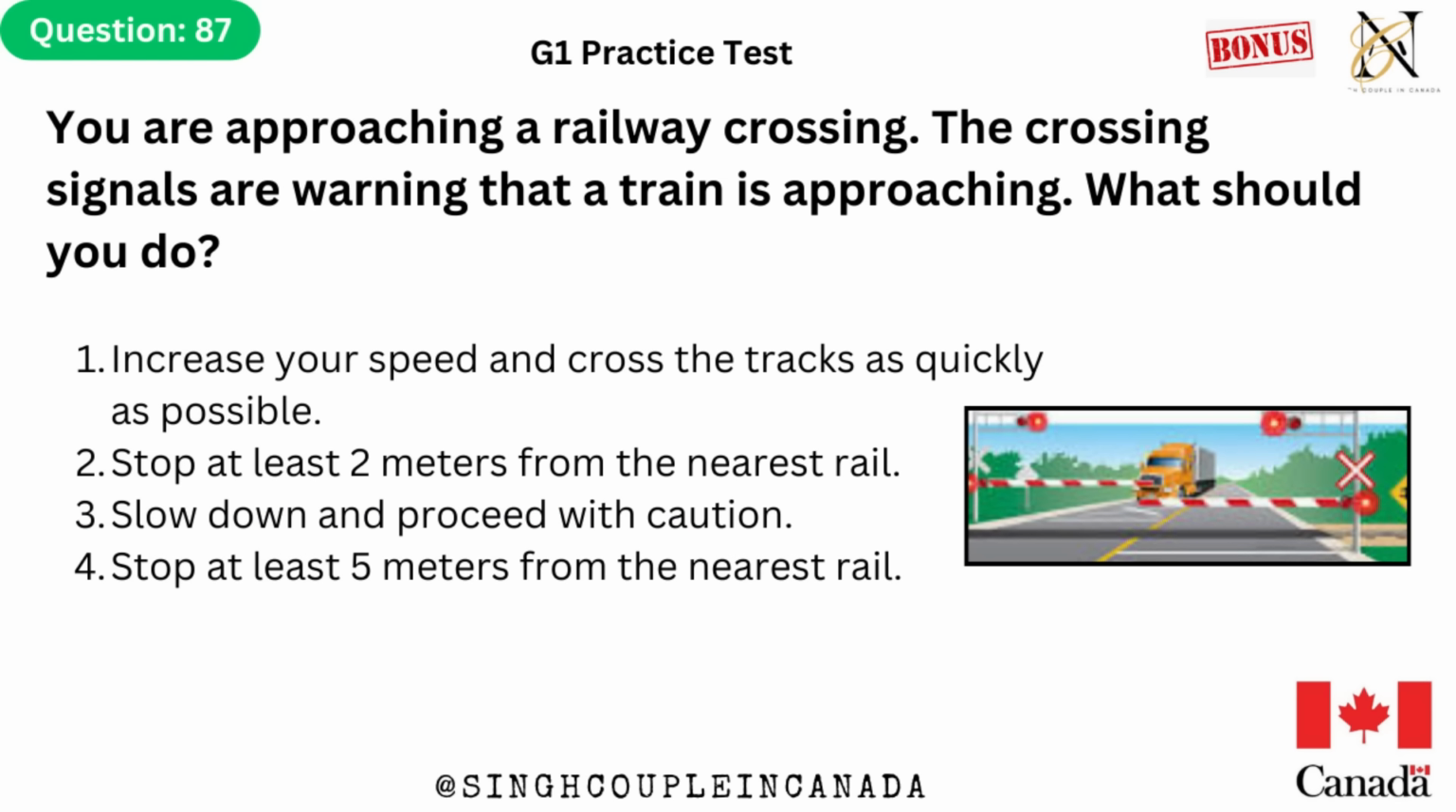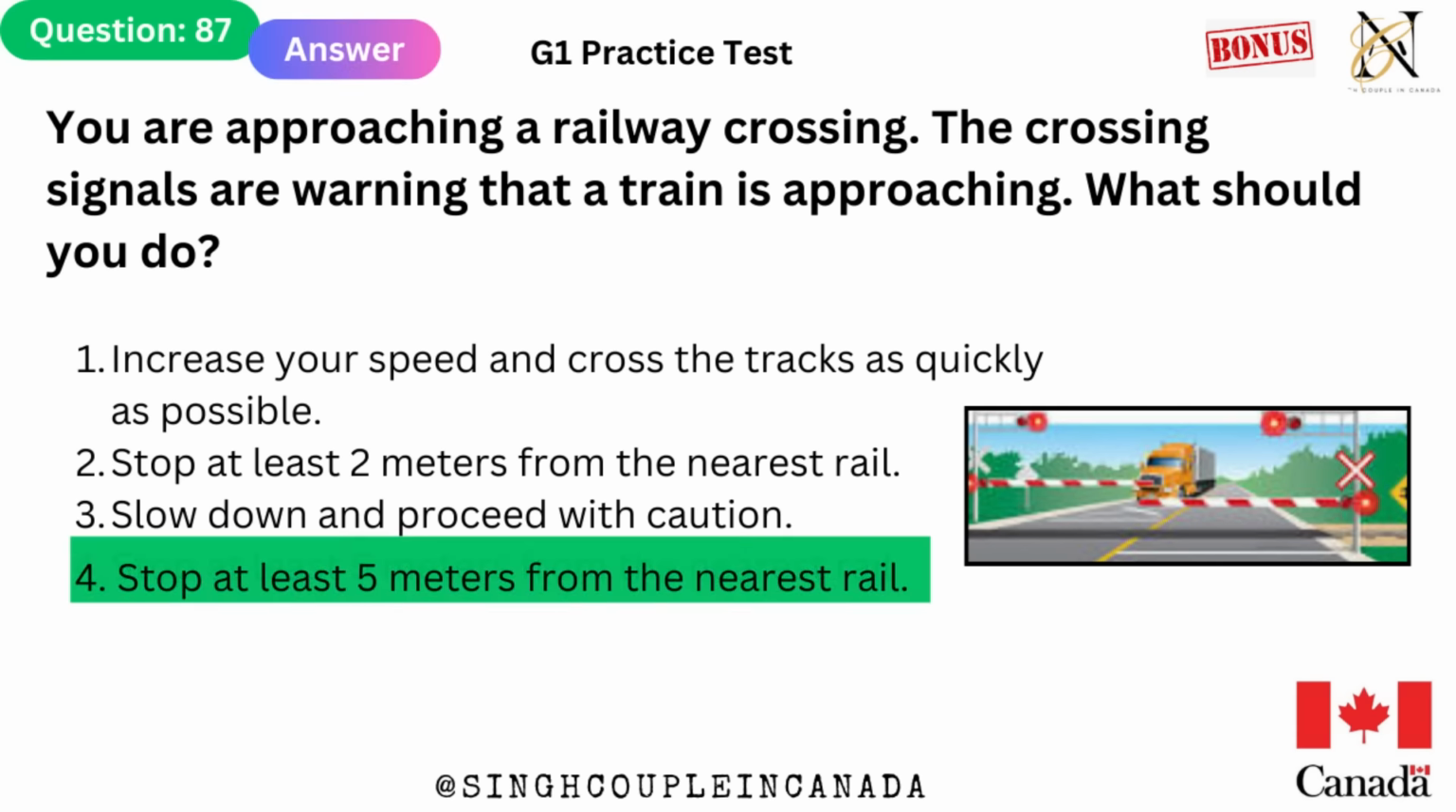You are approaching a railway crossing. The crossing signals are warning that a train is approaching. What should you do? 1. Increase your speed and cross the tracks as quickly as possible. 2. Stop at least 2 meters from the nearest rail. 3. Slow down and proceed with caution. 4. Stop at least 5 meters from the nearest rail. The answer is 4. Stop at least 5 meters from the nearest rail.